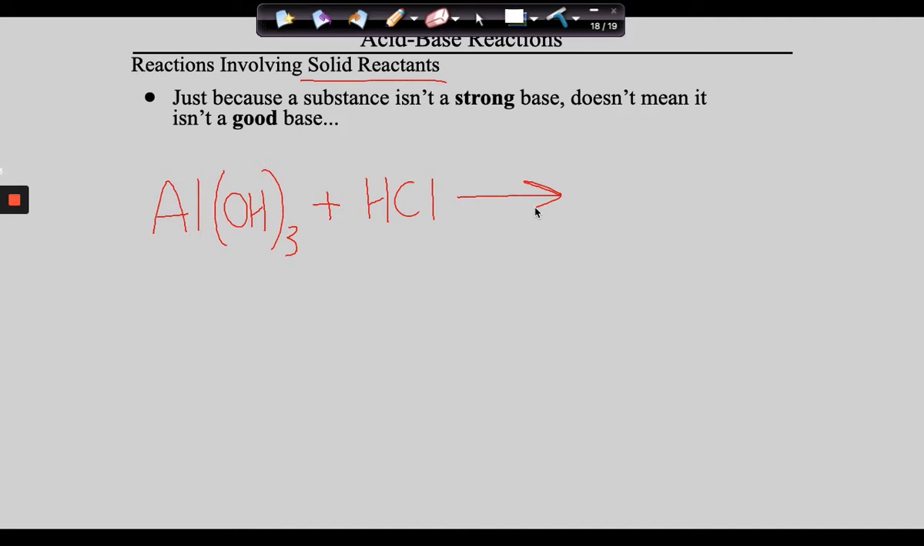This is going to be a double displacement reaction. Aluminum hooks up with chloride, and it makes aluminum chloride, which is AlCl3. Then the hydrogen hooks up with the hydroxide, and that makes water. Now, I'm not going to spend the time right now to draw a beaker, but we need to talk. Does aluminum hydroxide dissolve in water? How do you know the answer is no? Because it's not a strong base. So aluminum hydroxide is a solid.